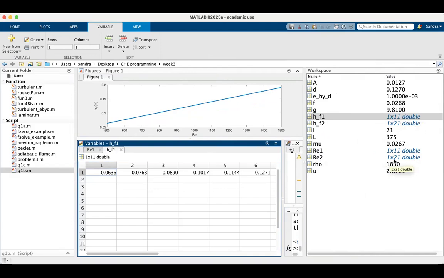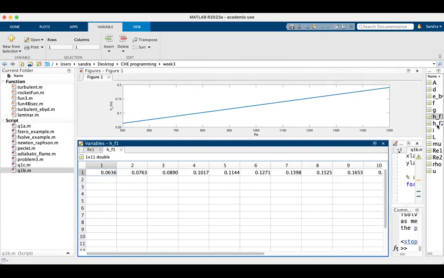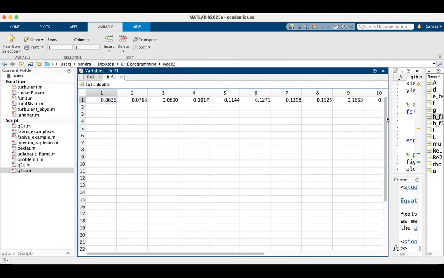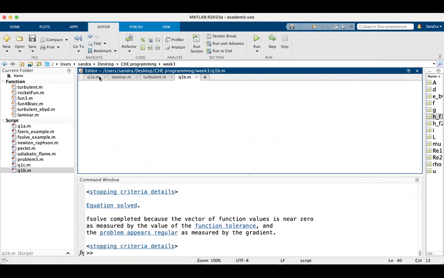RE2, that is for the laminar region, you have 21 data points. And similarly, head loss will also have 21 data points. So this is the behavior that you get. This is for the laminar region. You'll get a straight line like this. Let me just close it once.